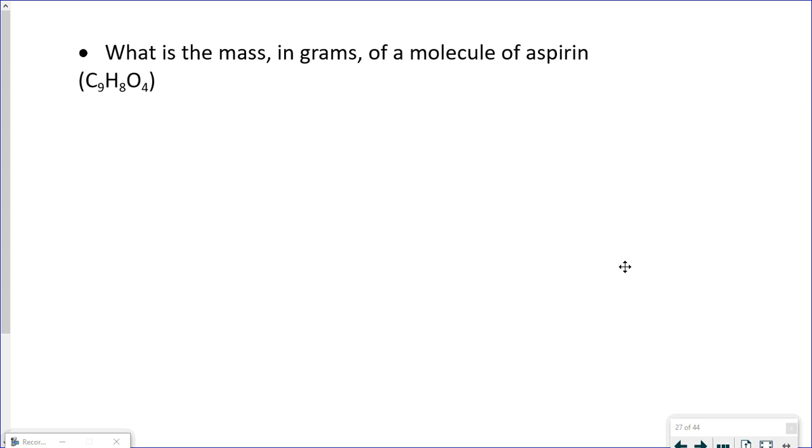What is the mass in grams of a molecule of aspirin, which is C9H8O4? So remember, you're going to start with what's given. It tells us we have a molecule, so one molecule of aspirin. Now remember that molecules are tiny, so our mass should be a relatively small number.